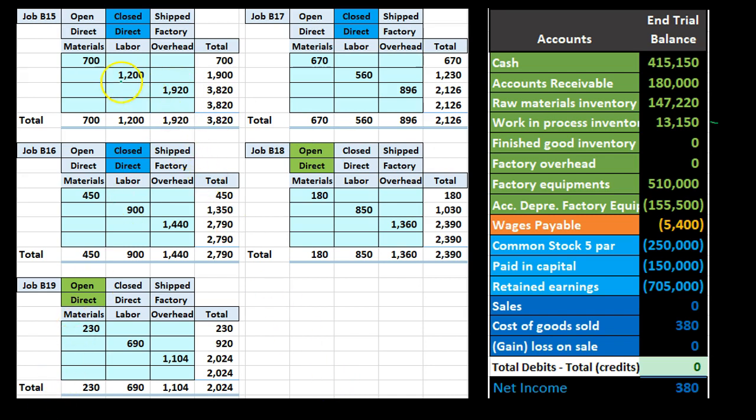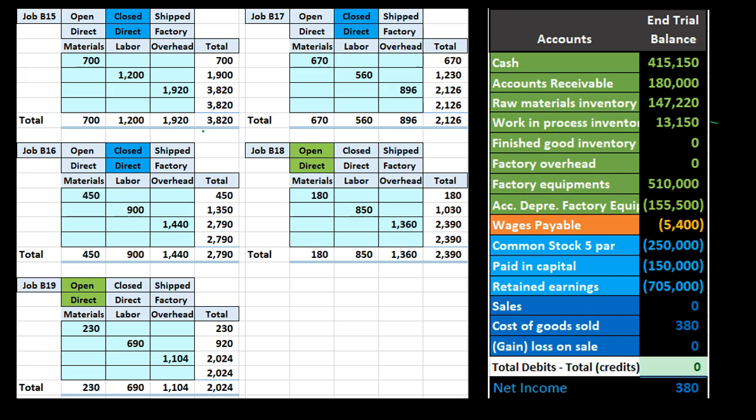What we're showing here is going to be a bit of a condensed job cost sheet. So we have these condensed job cost sheets, jobs B15, B16, B17 up here, B18, and B19. They all have the three major components: direct materials, direct labor, and factory overhead. If we add those three components up for each job, we get the total for each job. So this is the cost of each job so far.